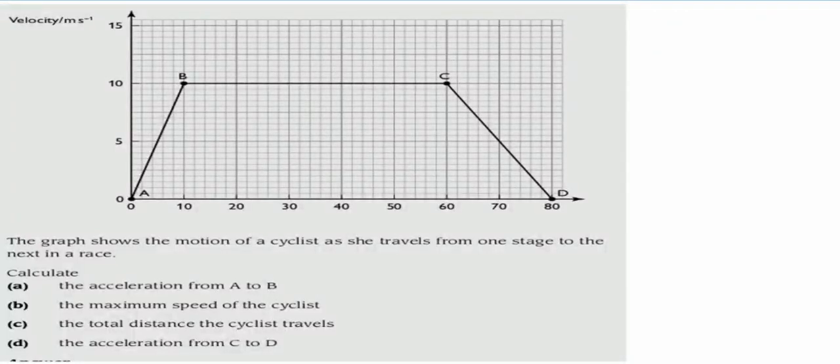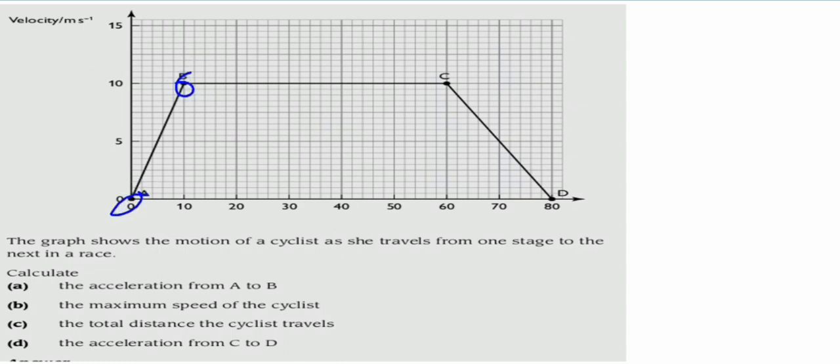Right, so this question is coming from the travel graph, specifically Physics Science Paper 1. It says the graph shows the motion of a cyclist as she travels from one stage to the next in a race. Question A: calculate the acceleration from A to B.